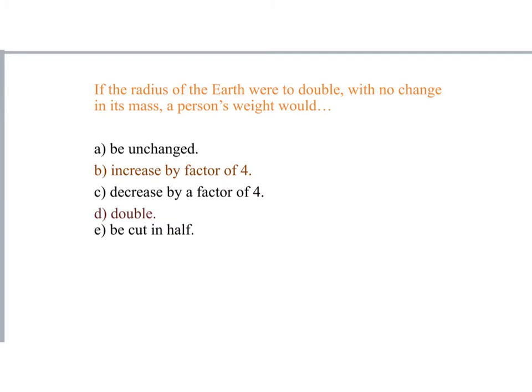Let's see if we can understand that formula better. So this problem is very similar, I am pretty sure, to some of the problems you're going to find in homework, maybe the exam as well. It says the following. If the radius of the Earth were to double with no change in its mass, a person's weight would A, be unchanged, B, increase by a factor of 4, C, decrease by a factor of 4, D, double, or E, be cut in half. How are you going to figure that out?